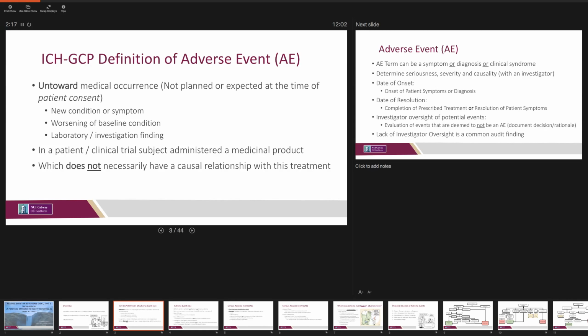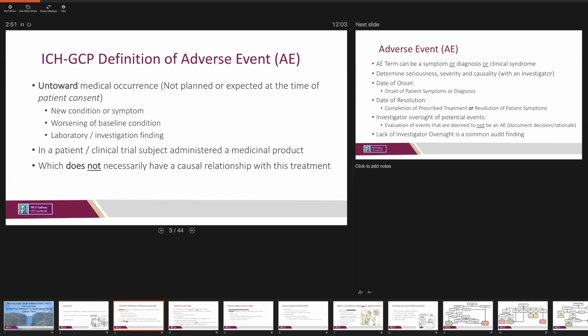An adverse event can be a new condition, so something like a new diagnosis of hypertension. It could be a symptom that a patient experiences, like a headache or a chest pain. It could be a worsening of a baseline condition, so somebody who has hypertension that's getting worse, it's out of control, that needs to be on medications, things need to happen. Or it could be a laboratory or an investigation finding. So somebody has a chest x-ray that doesn't look entirely normal and they need to go on to have more investigations, or somebody goes and has an ultrasound done that shows they have a cyst. Those sorts of things are all considered adverse events, provided they're untoward.